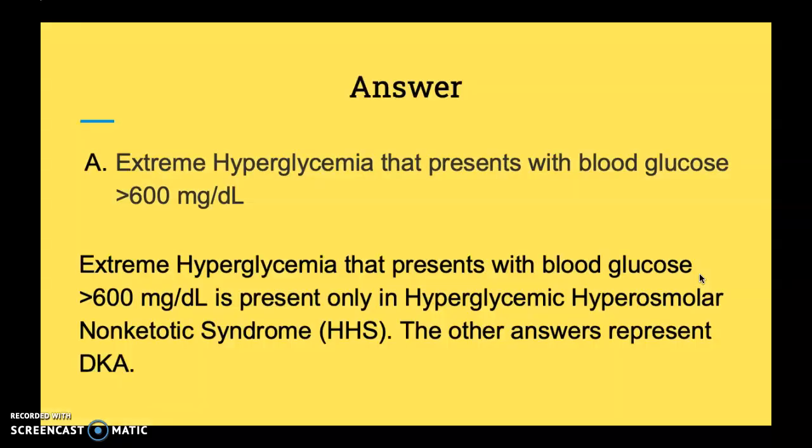And the answer is A. Extreme hyperglycemia that presents with blood glucose over 600. Extreme hyperglycemia that presents with blood glucose over 600 is present only in hyperglycemic hyperosmolar non-ketotic syndrome, also known as HHS. The other answers represent DKA. As mentioned earlier, blood glucose is over 300, but under 600 with DKA.